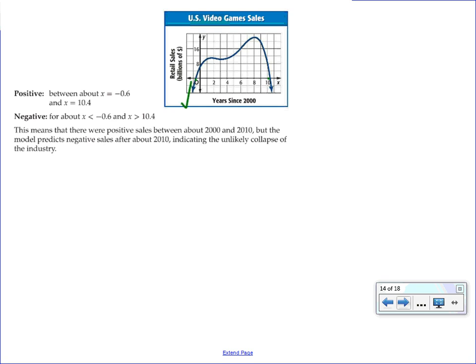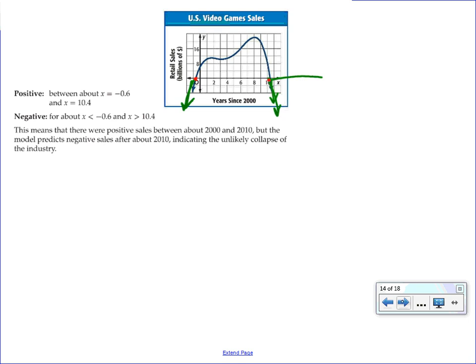It's everything down here, and x is greater than 10.4. So when x is greater than 10.4, this is going to be negative, and when x is less than negative 0.6, it's going to be negative. And everything that's positive is between here and here.